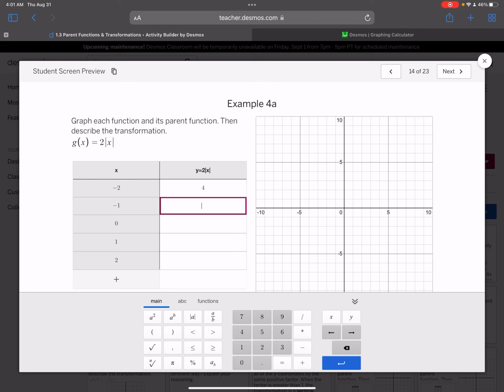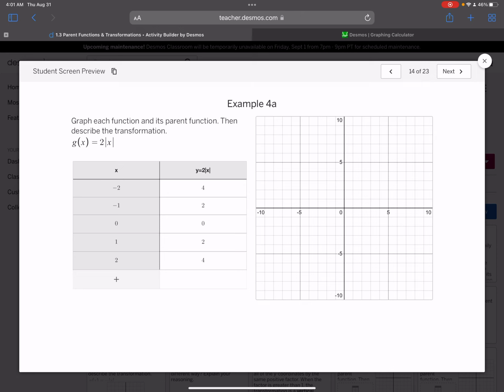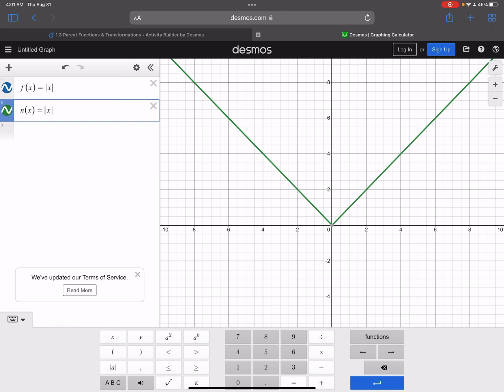Absolute value of negative 1 is positive 1 times 2 is 2. Absolute value of 0 is 0 times 2 is still 0. Absolute value of 1 is 1 times 2 is 2. And then absolute value of 2 is 2 times 2 is 4. So plotting these points, which I did not set up right, so I'm still going to have to use the calculator to show you guys. But that's okay.